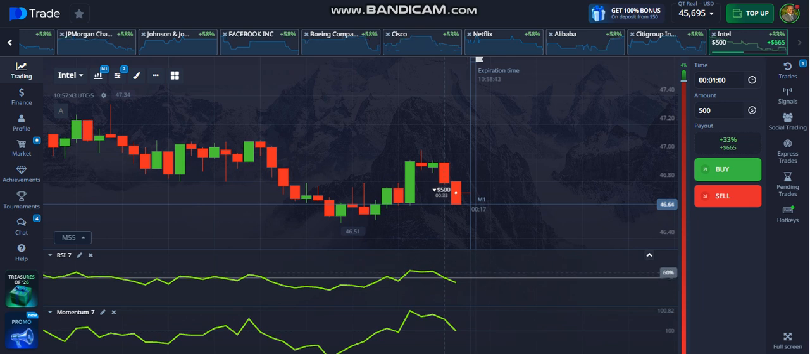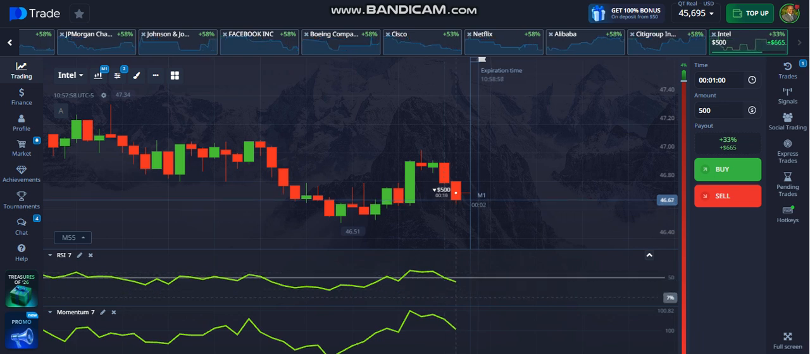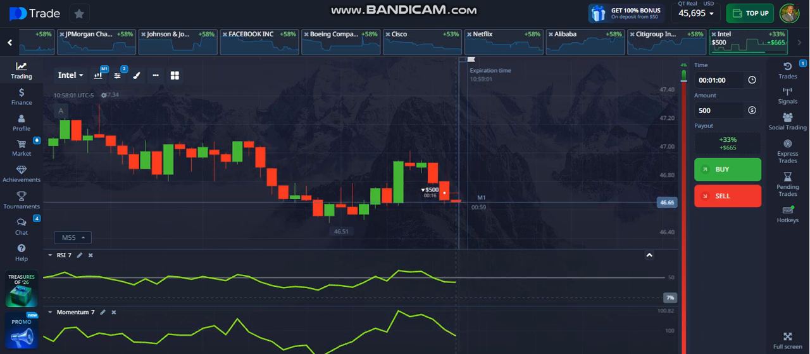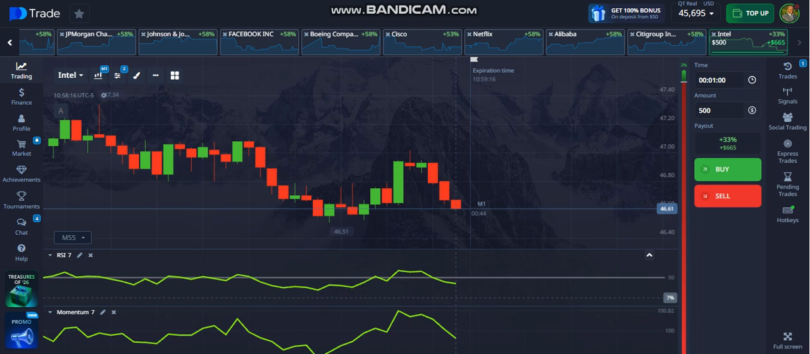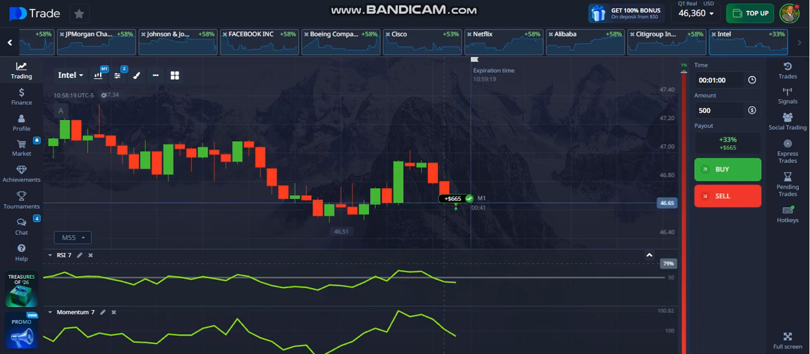Both lines are showing downward slopes, with the trigger being the RSI line crossing below the 50 line. So let's monitor this trade and wait for the expiry. Okay, so we won that trade. Let me move on to the next setup. So I'm going to pause the video.